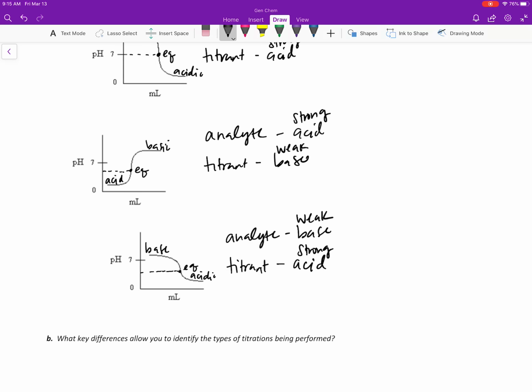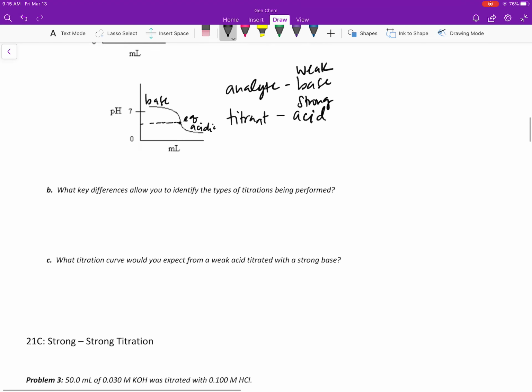If it was a strong base with a weak acid, I would see that the equivalence point would be between 7 and 14. And because the equivalence point is acidic, that means that what I'm adding is much stronger than whatever I'm starting with, my analyte.